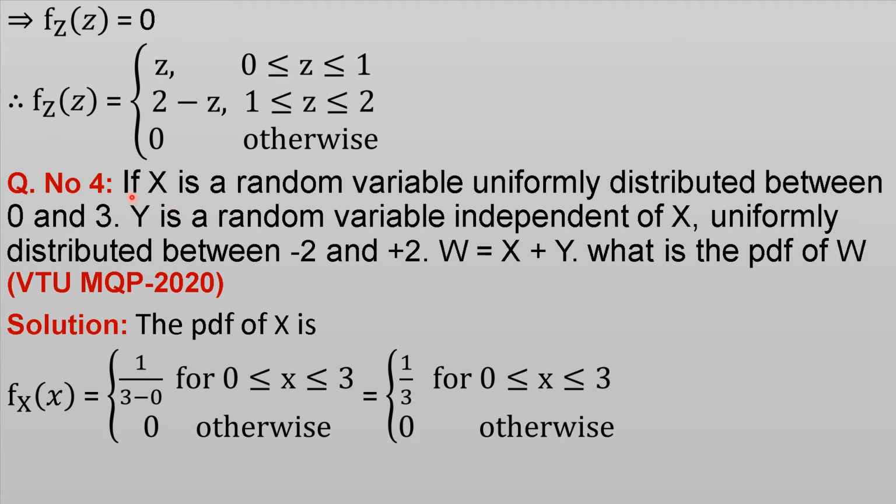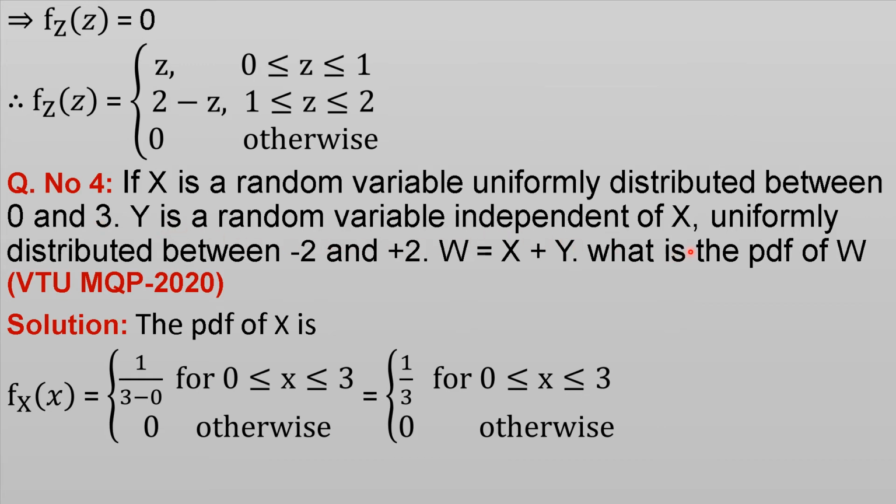Next question. X is a random variable uniformly distributed between 0 and 3. So the probability density function of X will be f_X of x equal to 1 by (3 minus 0), which means 1 by 3, for all x greater than or equal to 0 and less than or equal to 3, and 0 otherwise. Y is a random variable independent of X.